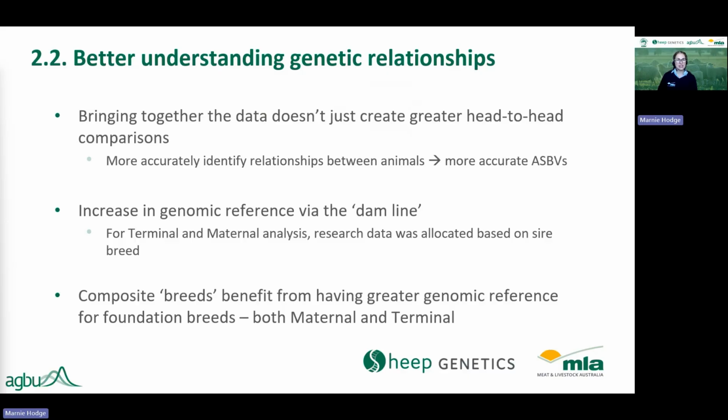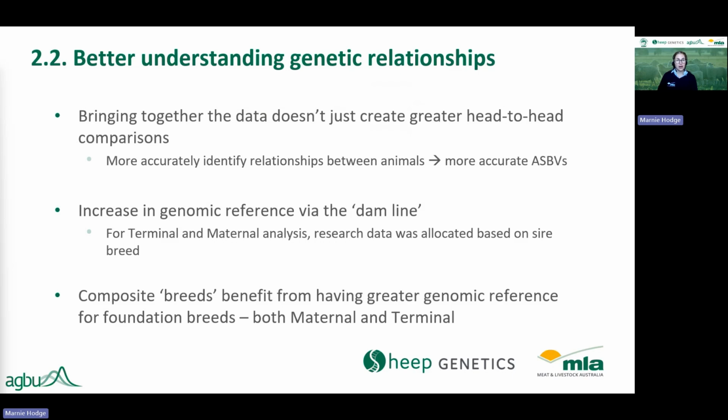When we think about the combined LAMBPLAN analysis and how we're better able to understand genetic relationships, combining the terminal and maternal data sets isn't just about bringing the data together to create greater head-to-head comparisons. It's actually about more accurately being able to identify relationships between animals, which means a more accurate breeding value and potentially a higher rate of genetic gain.